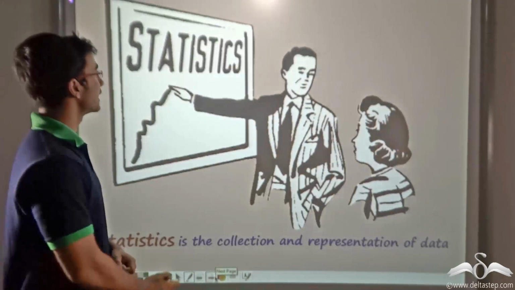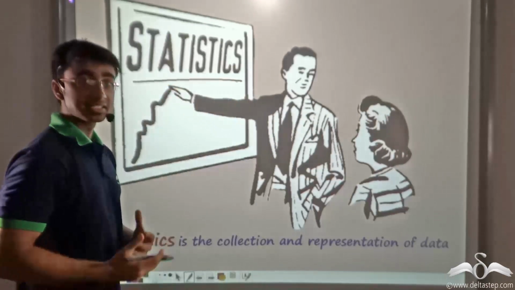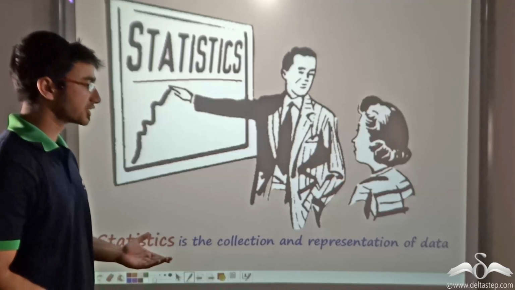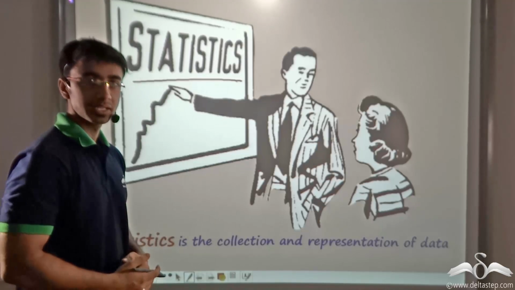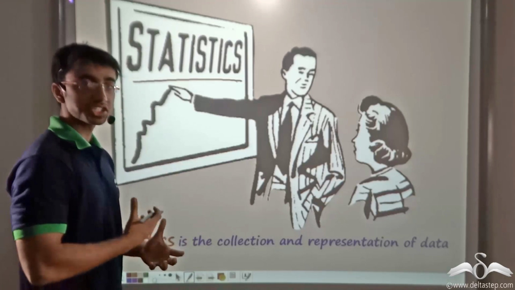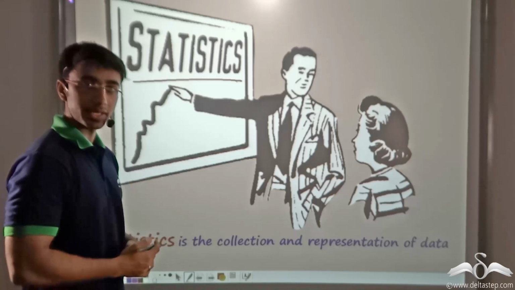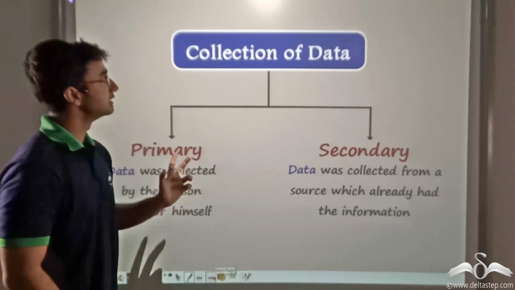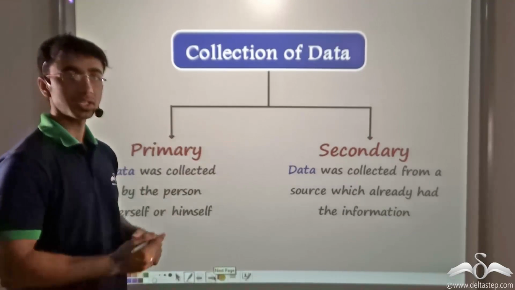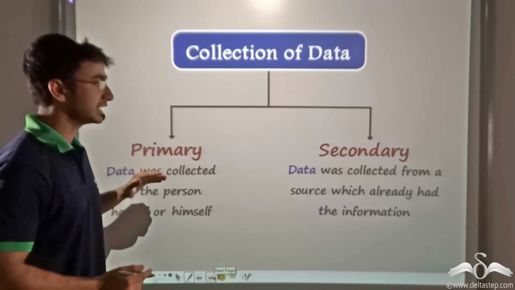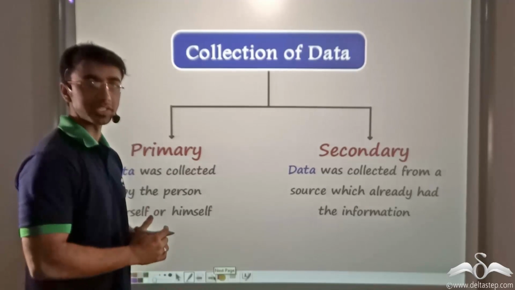So this is what is known as statistics. Statistics is nothing but the collection and representation of data. Now this collection and representation of data can be done in two ways. These two ways of collection of data are known as primary collection of data and secondary collection of data.